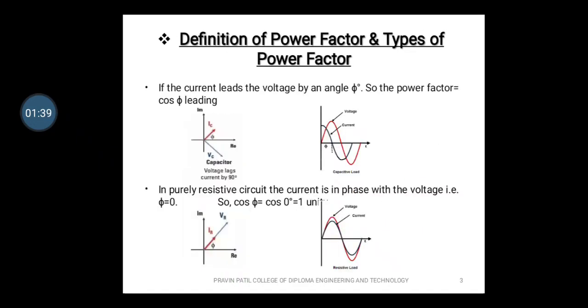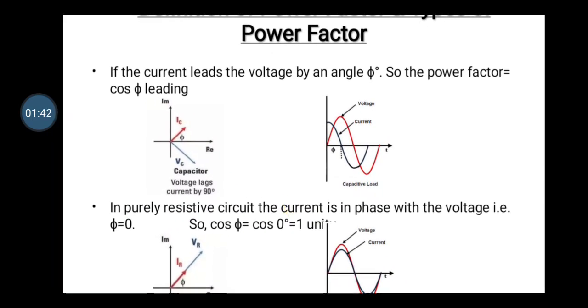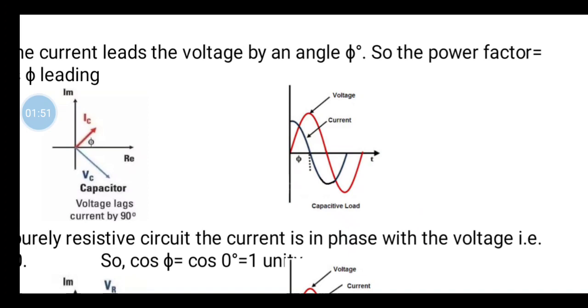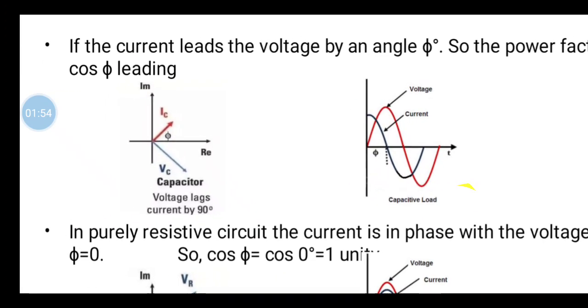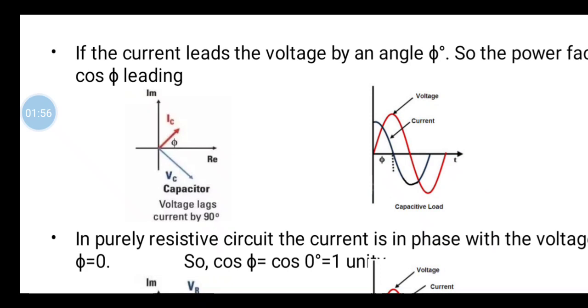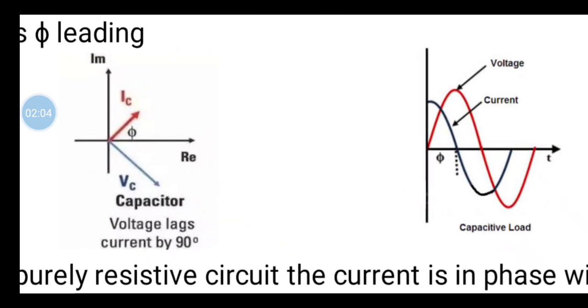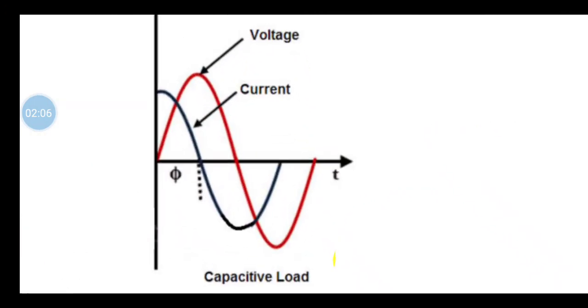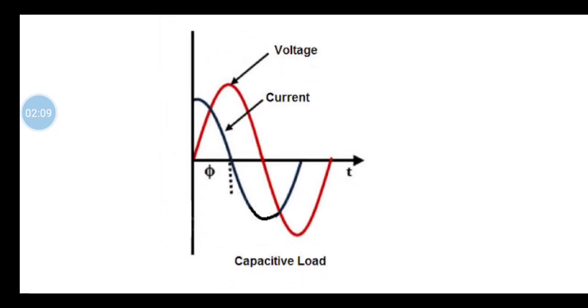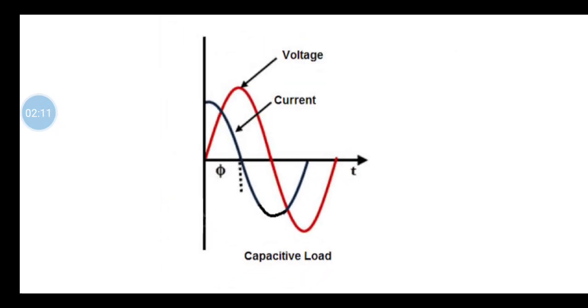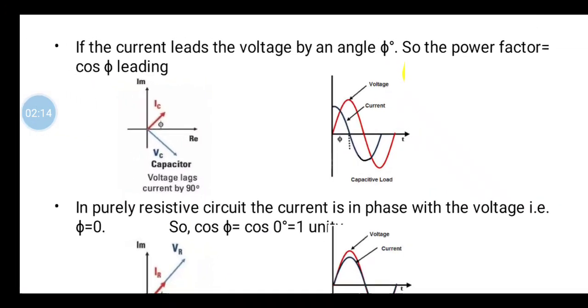The second one is the pure capacitive load. In a pure capacitive load, the angle between voltage and current is 90 degrees, that means phi is equal to 90 degrees. Here current leads the voltage by 90 degrees. In other words, voltage lags the current by 90 degrees. This is a phasor diagram of the capacitive load, while this is the waveform of voltage and current of the capacitive load.